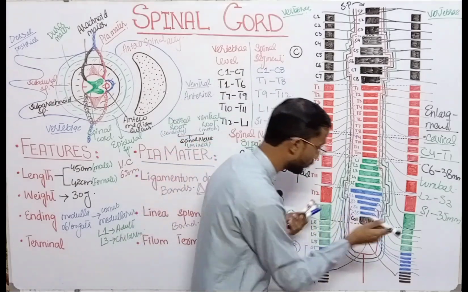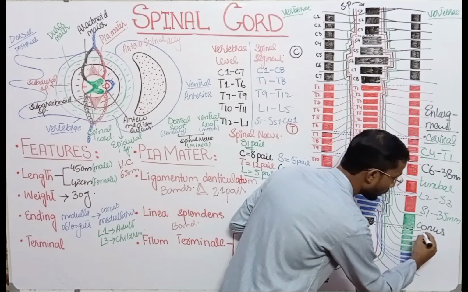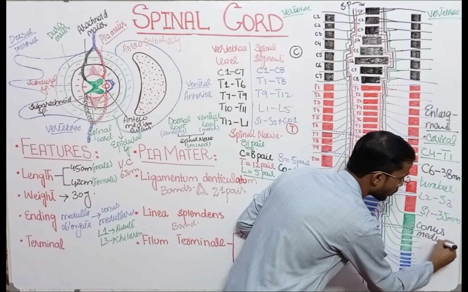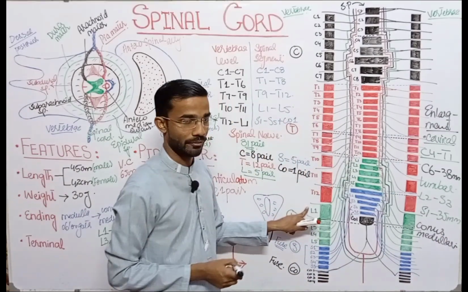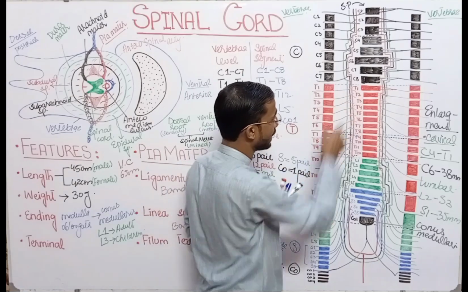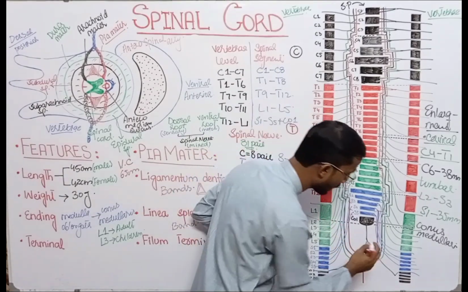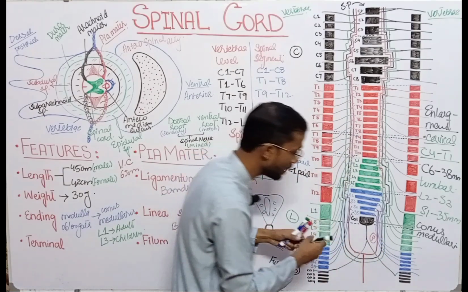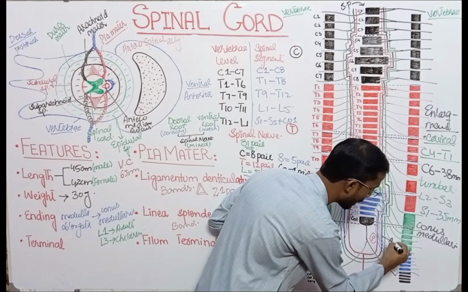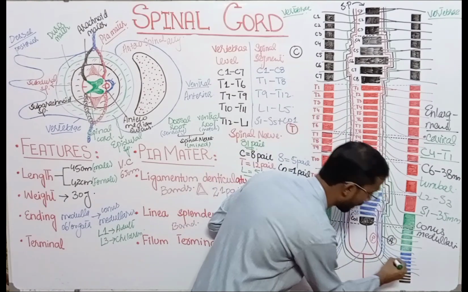And this last region is the conus medullaris. So the conus medullaris is the region of the spinal cord at the L1 level, and you will see the different layers. Here is the innermost layer, shown in red: the pia mater. Next is the arachnoid mater, shown in black, and the outermost is the dura mater.